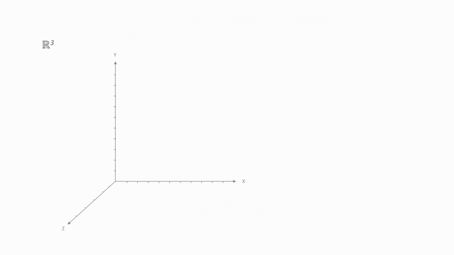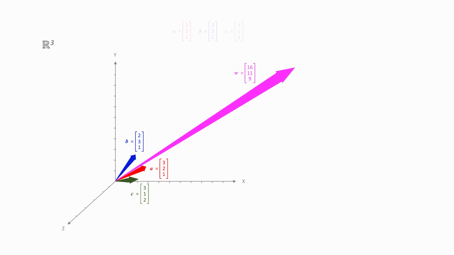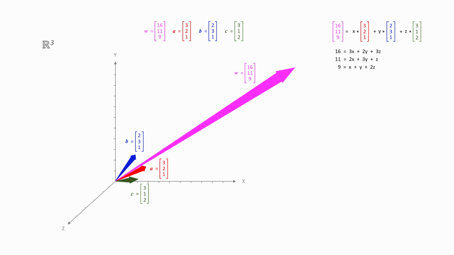The same method can be applied in three-dimensional vector space, or any other number of dimensions for that matter. Here we have vectors A, B and C, and we want to know what linear combination W is of these three, or indeed if W is a linear combination of these three at all. This time we have a system of 3 linear equations with 3 unknowns, x, y and z. Let's number them 1, 2 and 3 so we can see what's going on more easily.